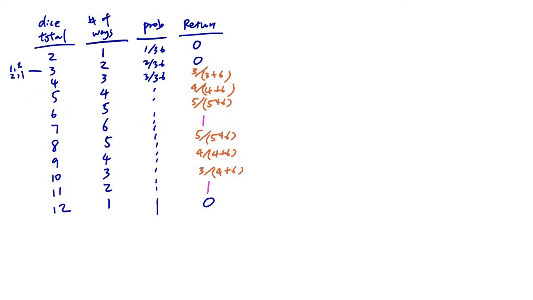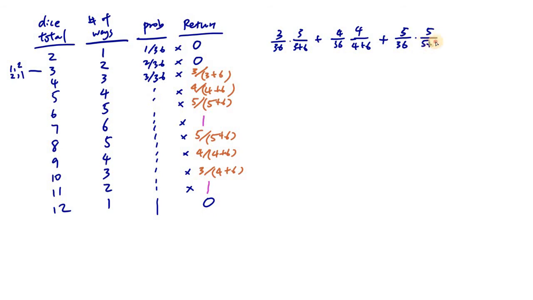Now, if we take the sum product between the probability and the return, which is multiplying each one of these together, that would be the expected return of betting the dollar. We don't have to look at the zero, but we can calculate everything else. So when you hit a 4, your expected return is 3 over 36 times 3 over 3 plus 6. For 5, it's 4 over 36 times 4 over 4 plus 6. For 6, it's 5 over 36 times 5 over 5 plus 6.